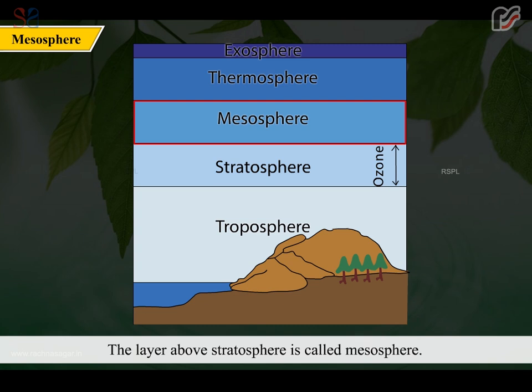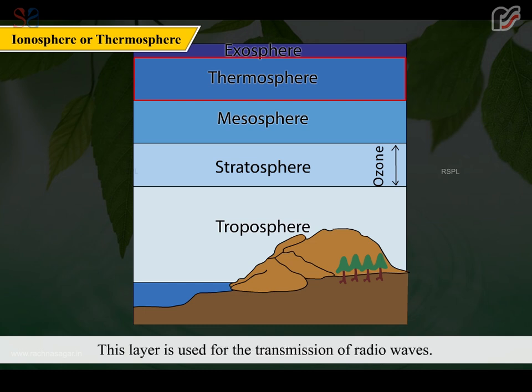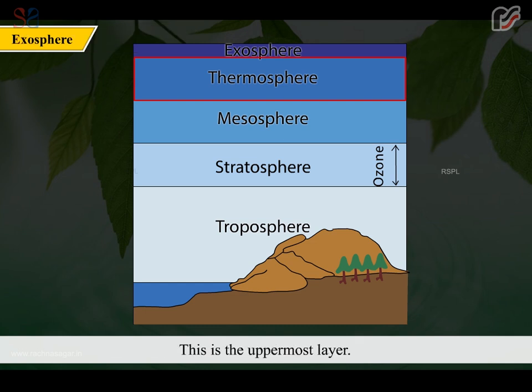Mesosphere. The layer above stratosphere is called mesosphere. Meteor showers are seen in this layer of atmosphere. Ionosphere or thermosphere. This is present above mesosphere. It is a very thin layer. This layer is used for the transmission of radio waves.